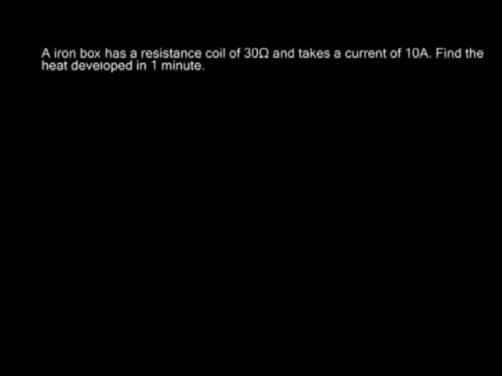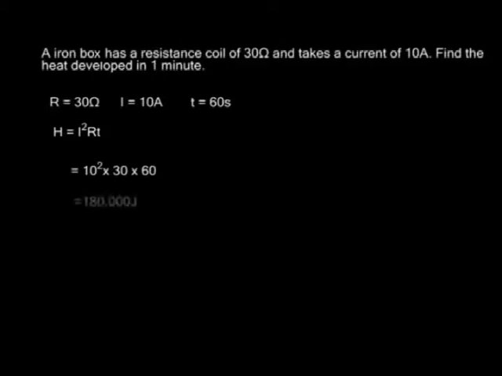An example: an iron box has a resistance coil of 30 ohms and takes a current of 10 amperes. Calculate the heat in kilojoules developed in 1 minute. In the solution, resistance R is equal to 30 ohms, current I is equal to 10 amperes, and T is equal to 60 seconds. H is equal to I squared RT, which is equal to 10 squared times 30 times 60, which is equal to 180,000 joules. This is equal to 180 kilojoules.